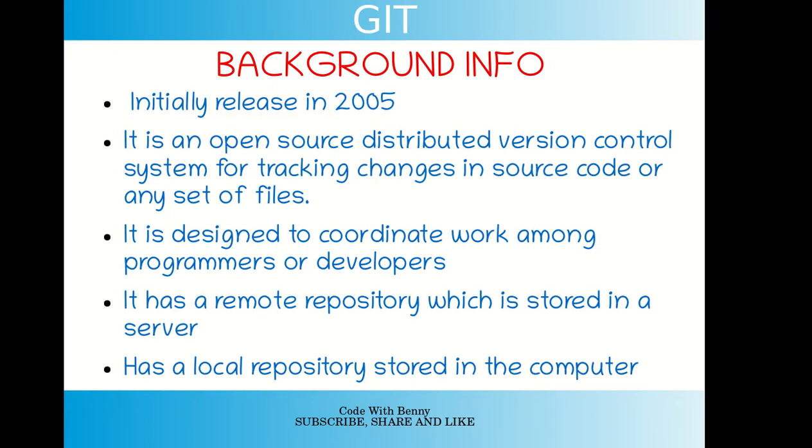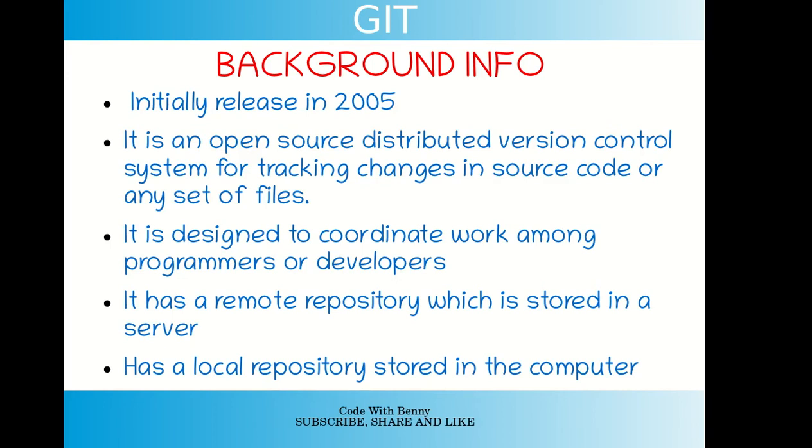So what is the background information of Git? Git was initially released in 2005. It is an open source distributed version control system for tracking changes in source code or any set of files. So you can use it if you're a developer, or you can use it if you just want to track changes in your files, okay?